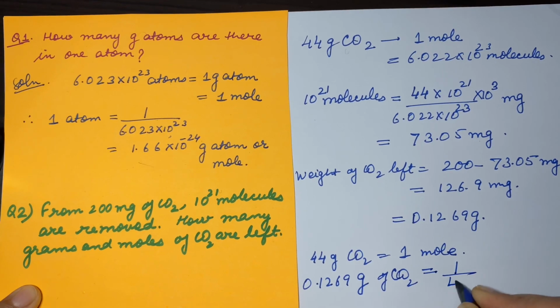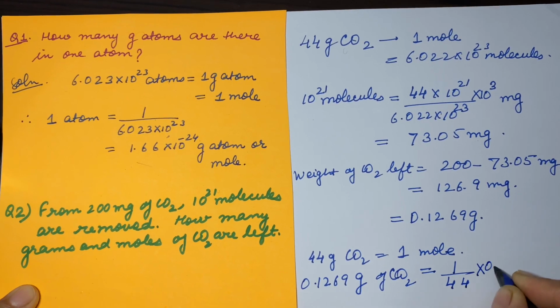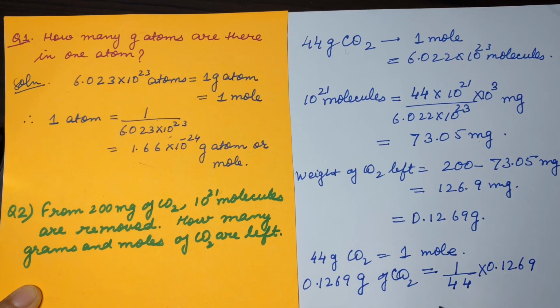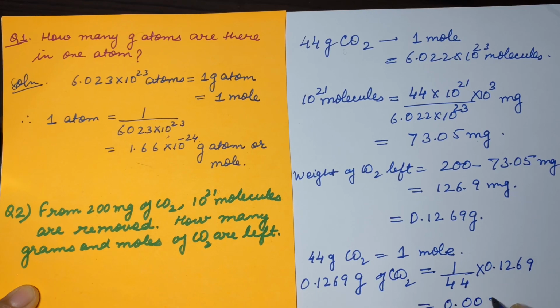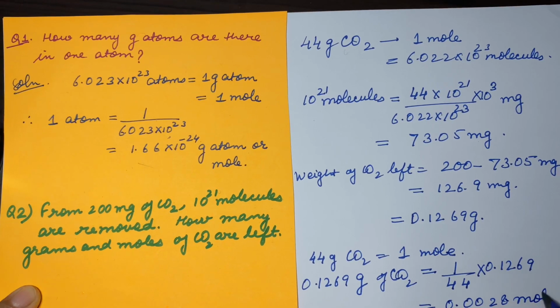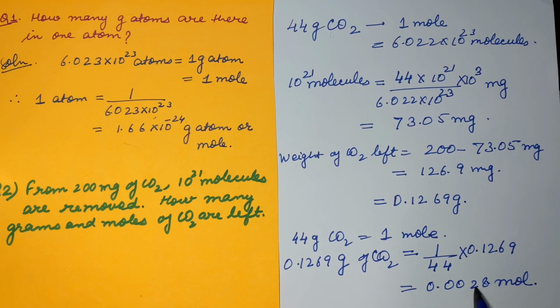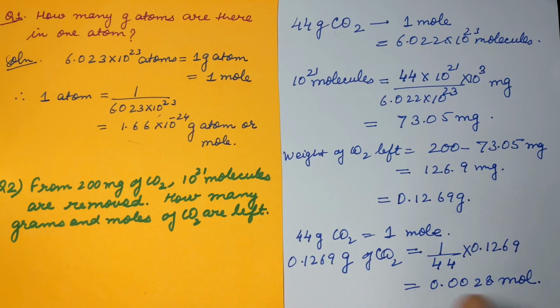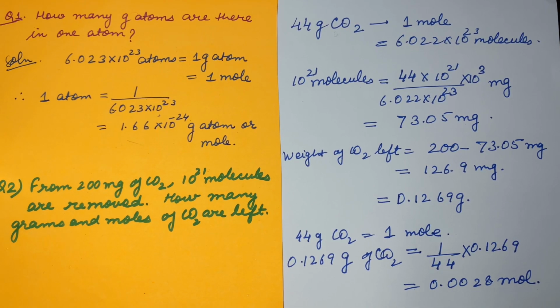So 1 upon 44 into 0.1269 comes out to be 0.0028 moles. So just by having the basic concept, we can solve this problem.